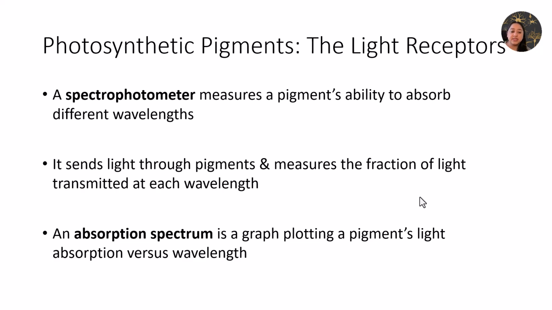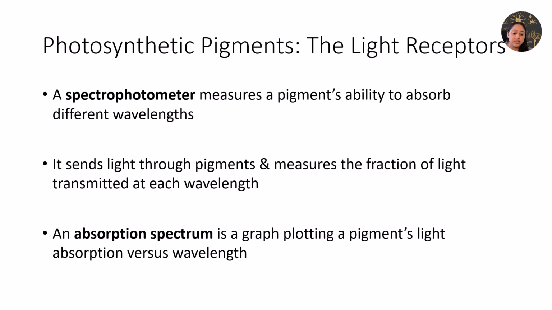And so we can study this in a lab and quantify light. A spectrophotometer is a machine that measures a pigment's ability to absorb different wavelengths. I'll show a picture on the next slide. It sends light through pigments and then measures the fraction of light that is transmitted at each wavelength, so how much light is let through at each wavelength.